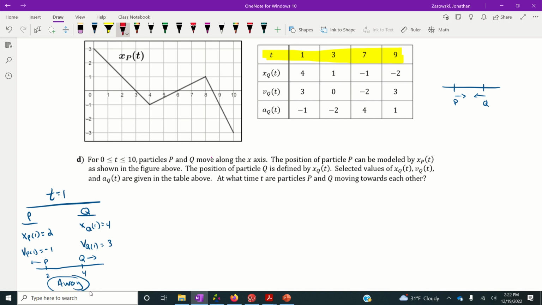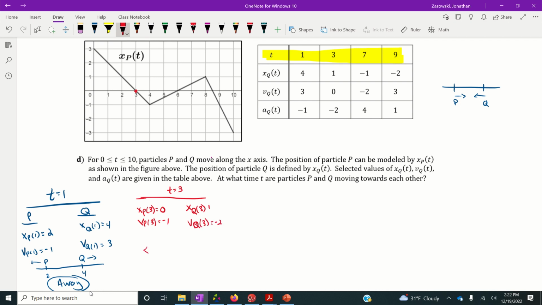All right. For time t equals 3, what's happening? We're doing the same thing now. So for P, xp of 3 is right here. It's actually just equal to 0. So it's located at 0. And then vp, because we want to do the velocity next, also has the same slope, so it's negative 1. The position function for Q at 3 is 1. And the velocity function for Q at 3 is negative 2.